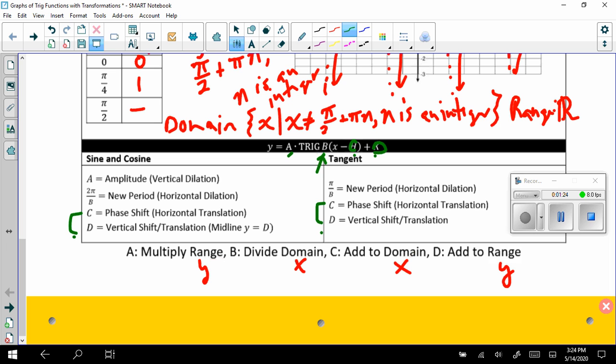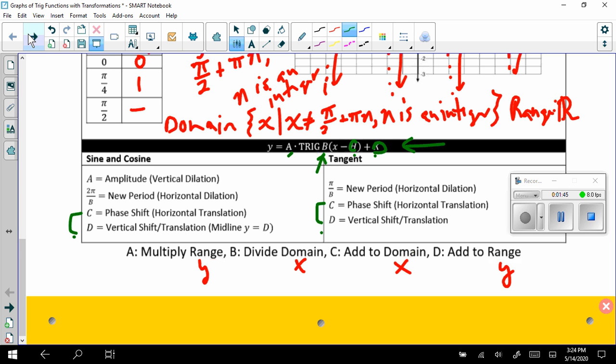So it's not that it was wrong. I have A, B, H, and K in my general form, and then I use C and D, but didn't tell you what C and D meant. So C is your H and D is the K. Why do we switch them? I don't know. And you'll see it both ways for the trig functions.